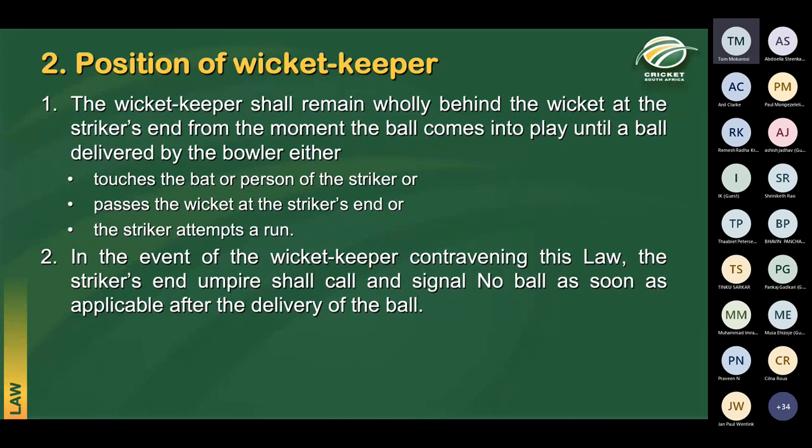of the stumps. So the ball would have had to have gone past the stumps before the wicketkeeper collected it, or the striker must have hit the ball, or the ball must have made contact with the person of the striker, or the striker had attempted a run. Now, double stepping down the wicket to try and play a shot does not constitute attempting a run. So the wicketkeeper will still have to wait until the ball passes the stumps before collecting the ball and effecting the stumping.